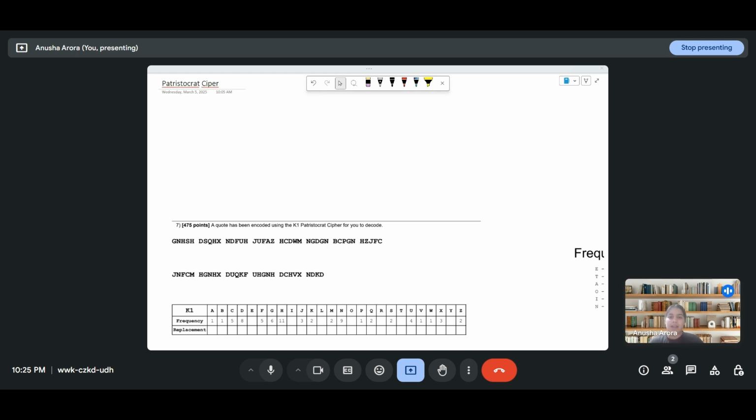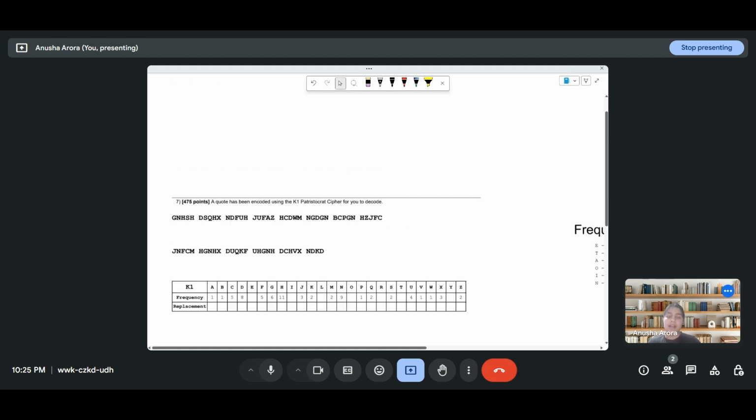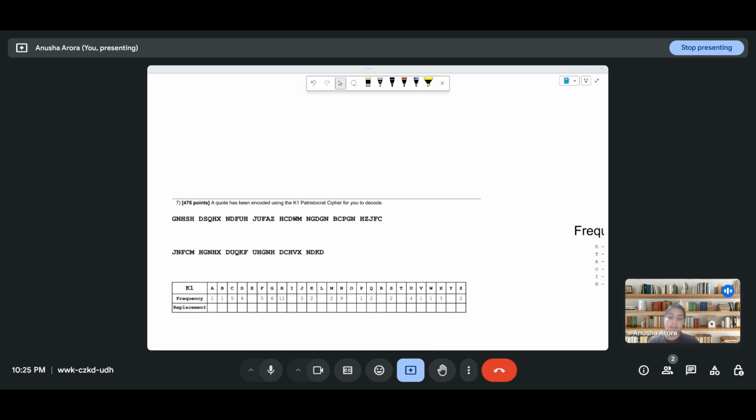And so today I thought we'd look at the Patristocrat Cipher, especially with a lot of our states' competitions for Science Olympiad coming up. I thought it'd be really helpful to go through the Patristocrat Cipher, as it's probably one of the ciphers that a lot of people tend to struggle with and then end up skipping most of the time. So, with that, let's get started.